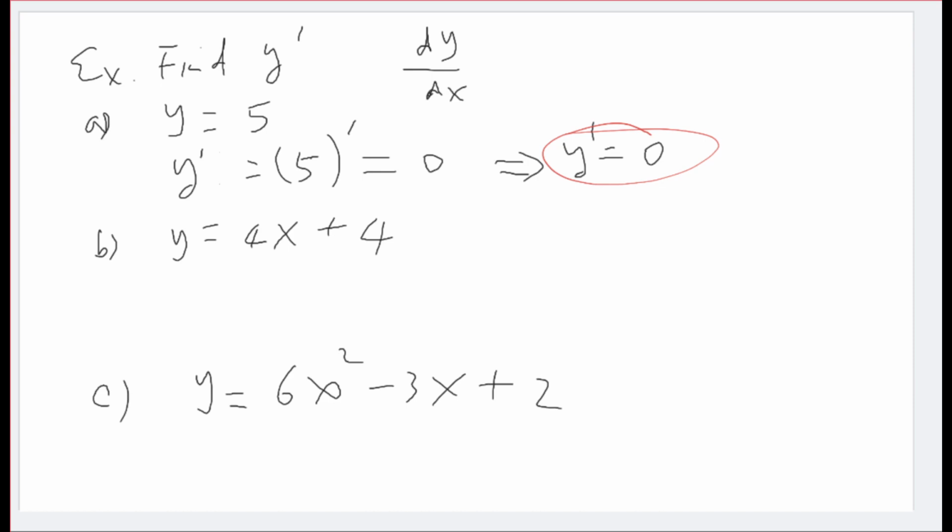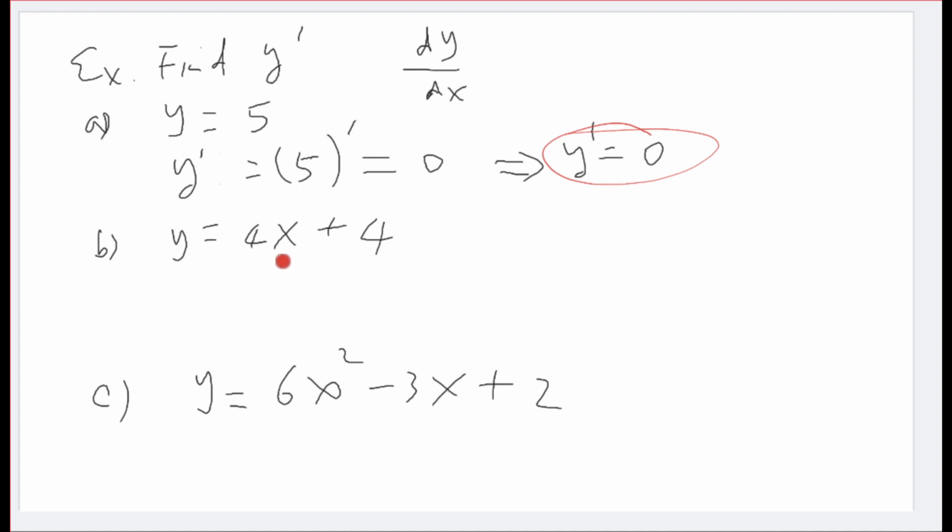Okay, so the second function we have is y equals 4x plus 4. Now I purposely have a 4 here and a 4 here. You're going to see we're going to treat them differently, meaning they're both constants. As a matter of fact, the same exact constant, right? That's how we do it.